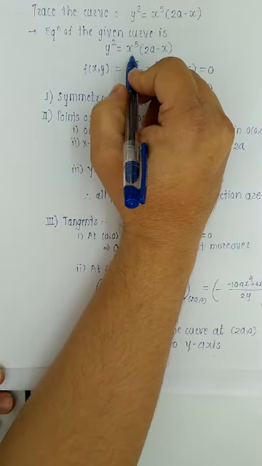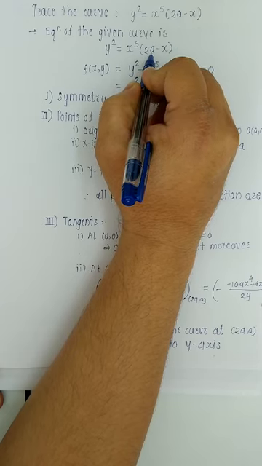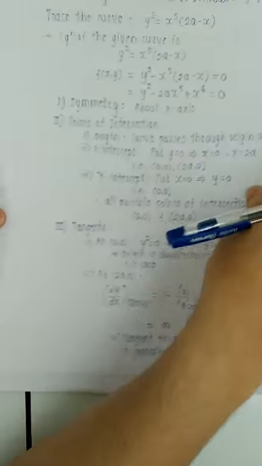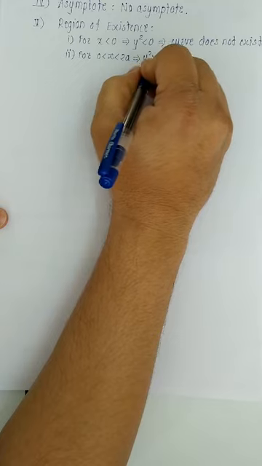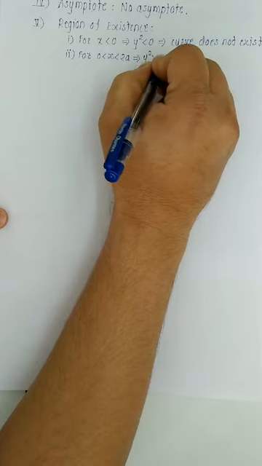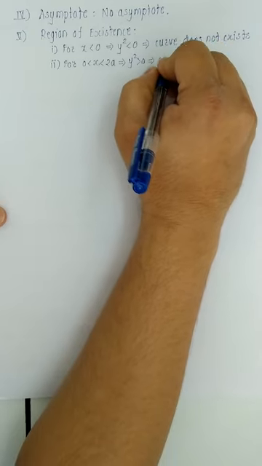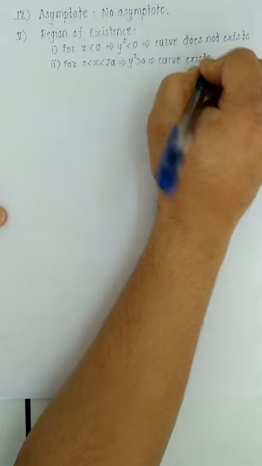If we consider x equal to a, then this will be 2a raised to 2 into a raised to 6 minus a raised to 6, that will be a raised to 6, which gives us y square greater than 0. So as y square is greater than 0, this implies curve exists in this region.